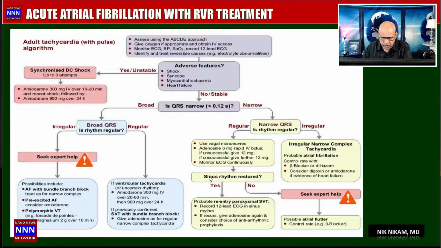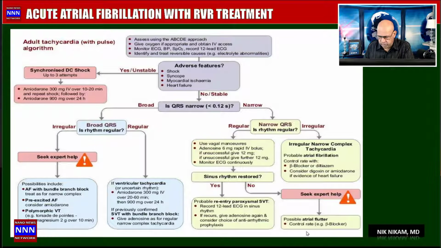All right, if the rhythm is not established, then we should consider the possibility of atrial flutter. Because in atrial flutter, the rhythm may slow down for a short while and it may go back again to 2-to-1 conduction with a ventricular rate ranging from 150, 160, 170 beats per minute.